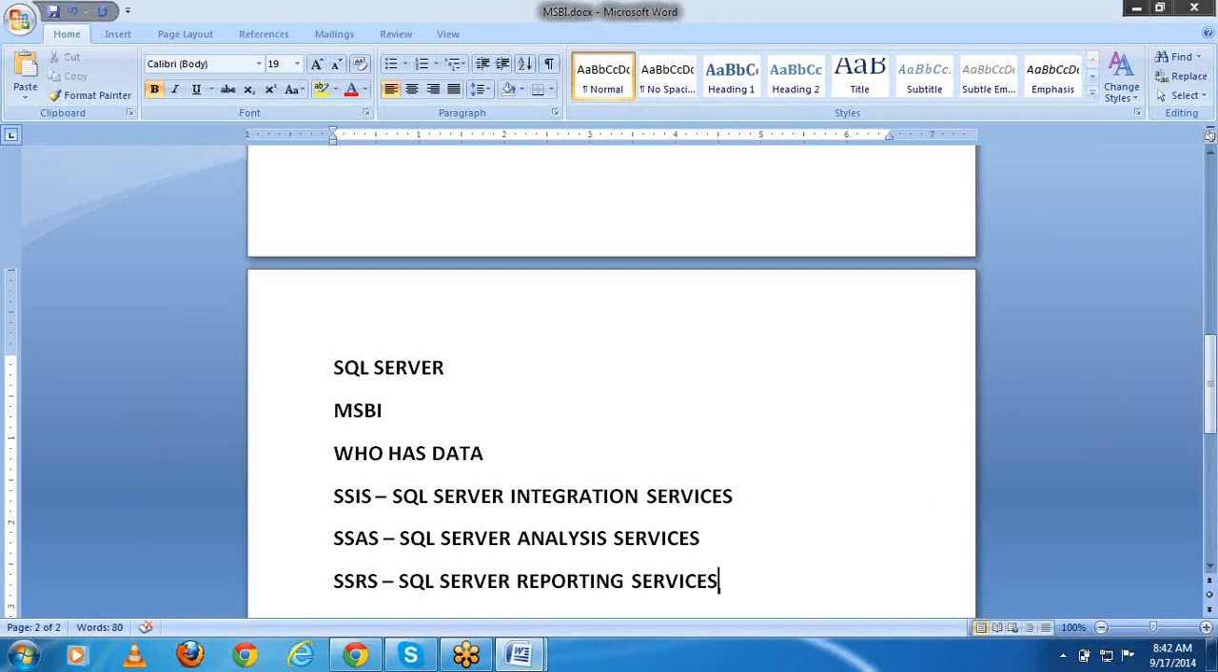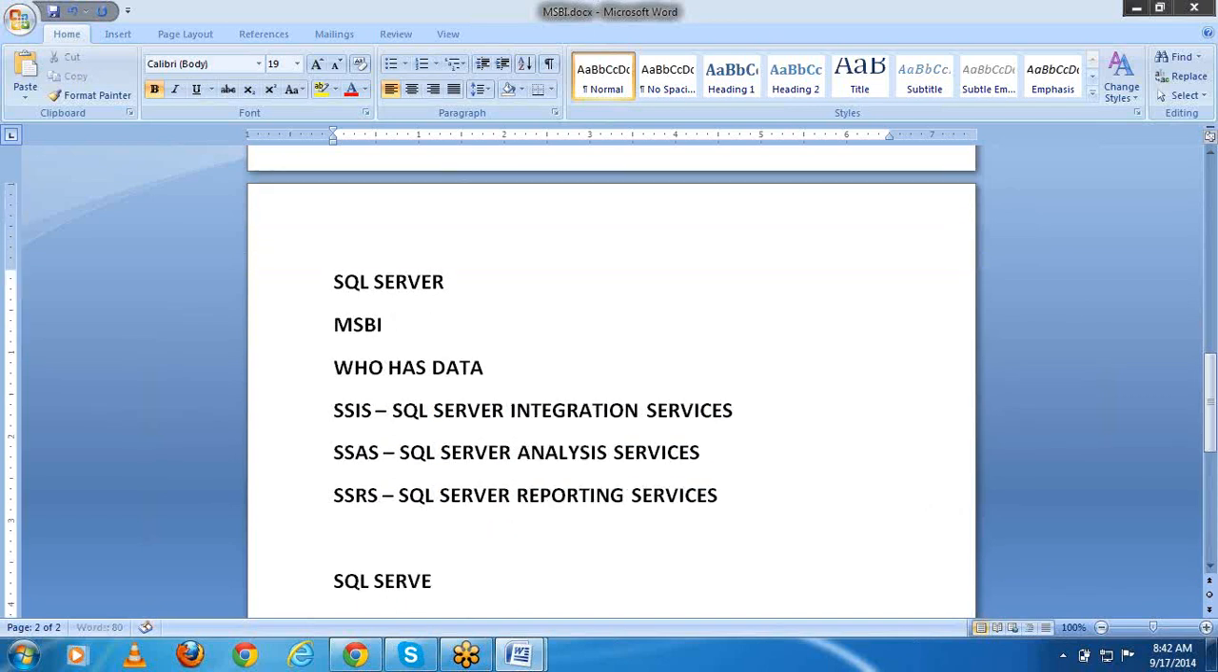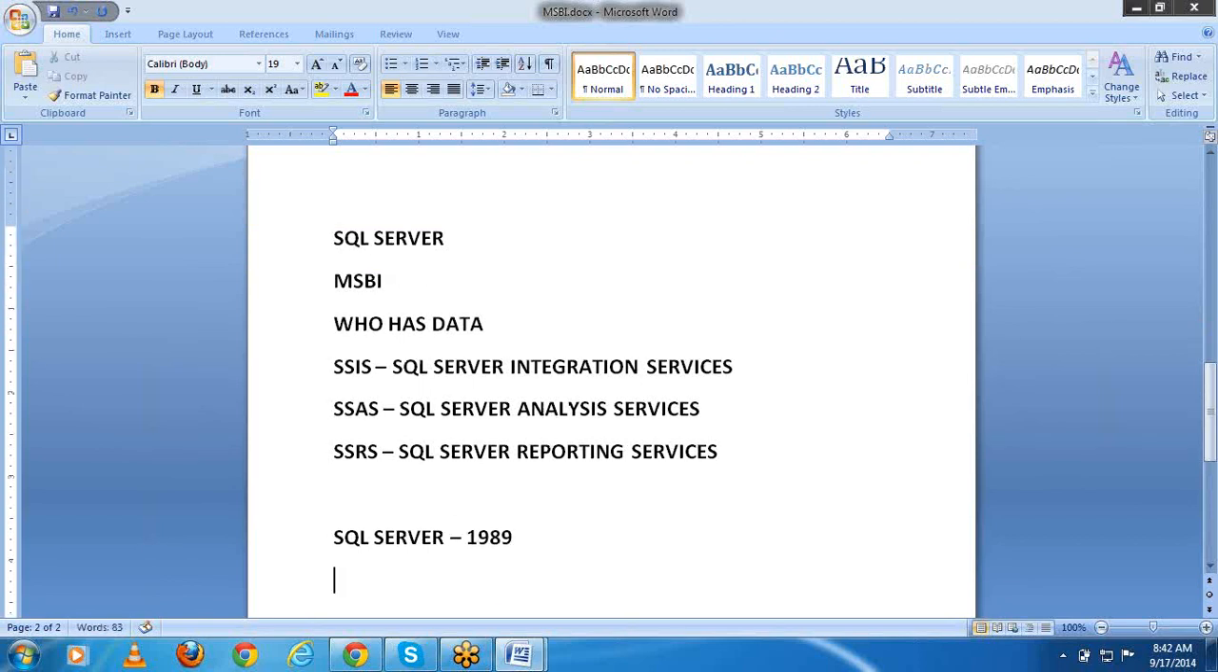Let us go with SQL Server. First, let us know something about SQL Server. SQL Server came into the market in 1989, and it has many releases. From SQL Server 2000 we will consider. SQL Server 2000 was one of the products from SQL Server, released in 2001.